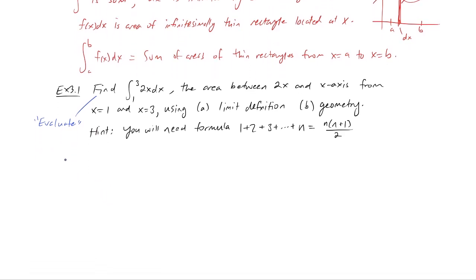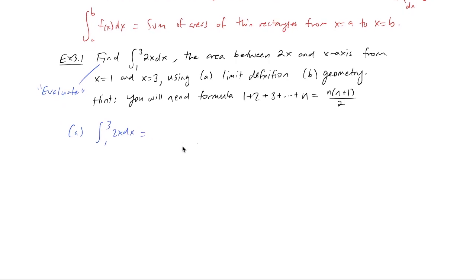Okay, so let's use the limit definition. So the integral from 1 to 3 of 2x dx is going to be the limit as n goes to infinity of the sum from i equals 1 to n of f of a plus (b minus a) over n times i, times (b minus a) over n. And now we just need to put in all the things that we know, the a and the b and the f.